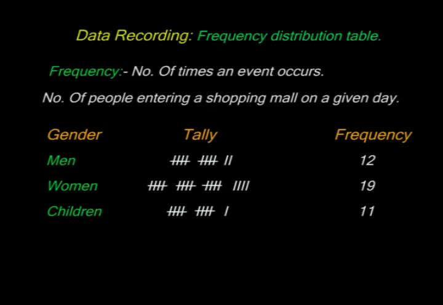The tally, we use strokes. You can see we group the tally into groups of 5: 4 vertical strokes and 1 that is horizontal. Each stroke represents one person, item, or event. And this is a frequency distribution table, and you can record any data that involves counting.